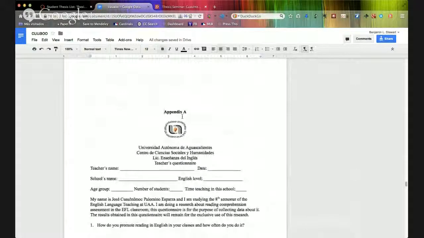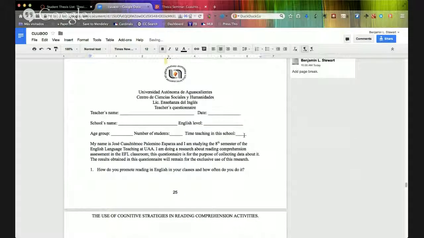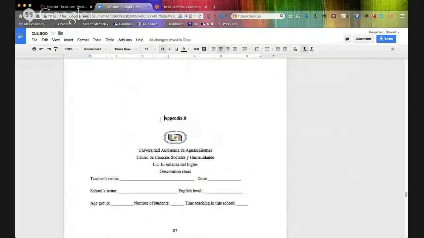Now make sure you have a page break here. Add a page break. Page breaks. But if you do page break, no more.